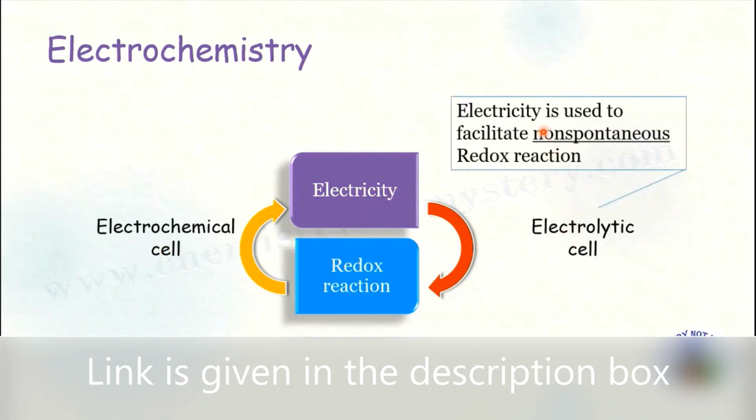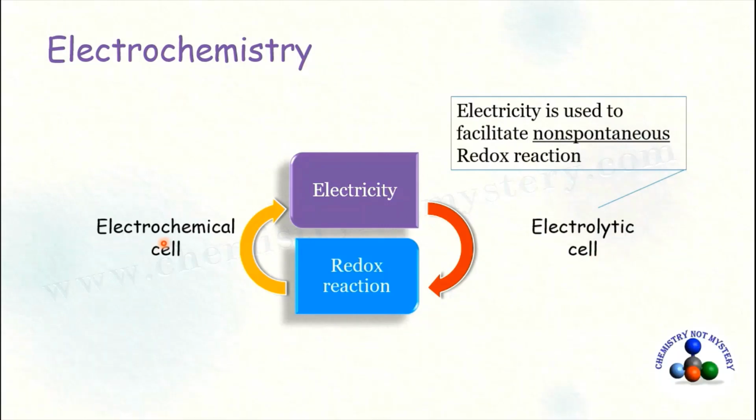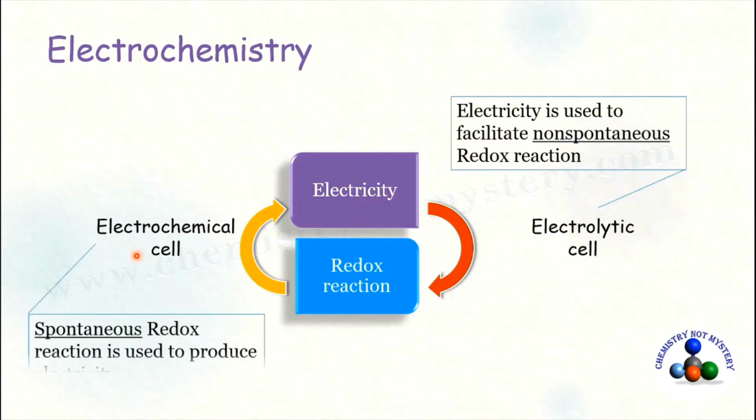Electrolytic cell uses electricity to facilitate non-spontaneous redox reaction. We have discussed electrolytic cell in the previous video of electrochemistry. In this video, we are going to discuss electrochemical cell. It uses spontaneous redox reaction to produce electricity. So let's try to understand what is spontaneous redox reaction.